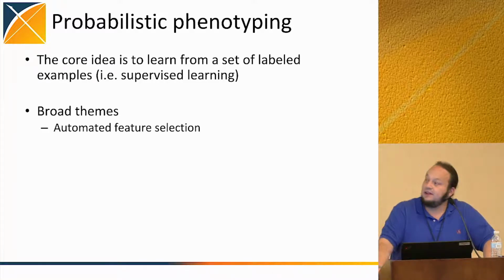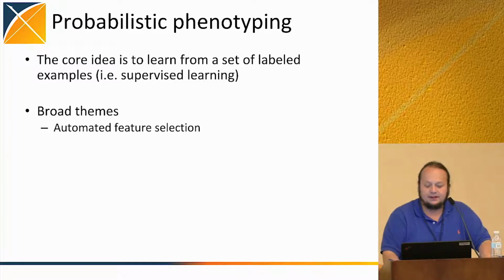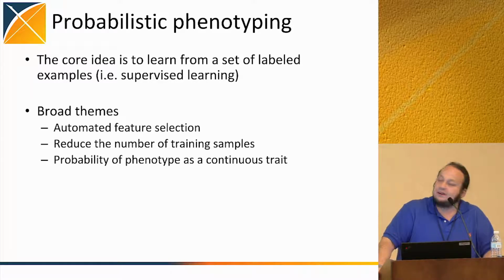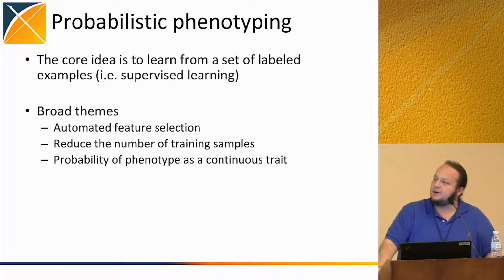And the advantages of this is that you can do automated feature selection. You can reduce the number of training samples by having a very good set of examples. And here you can consider the probability of a phenotype as a continuous trait. And that's exactly what Chris was talking about earlier, that you have this little plot where your probability of somebody belonging to that phenotype or that cohort can change over time. It's not just yes, no. It can go anywhere from 0 to 100%.